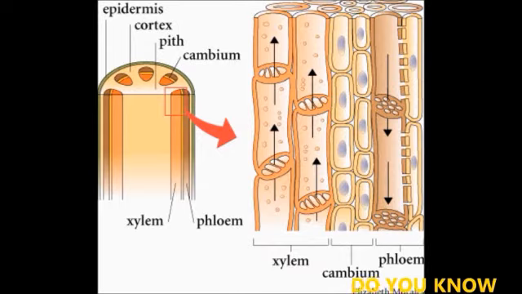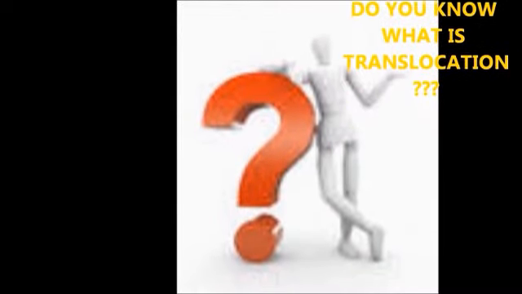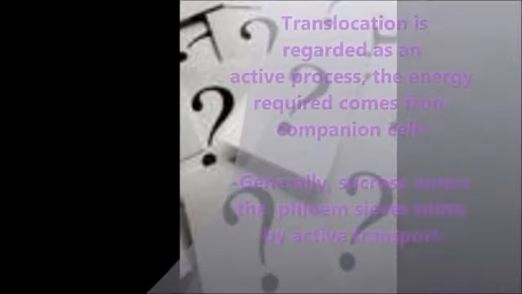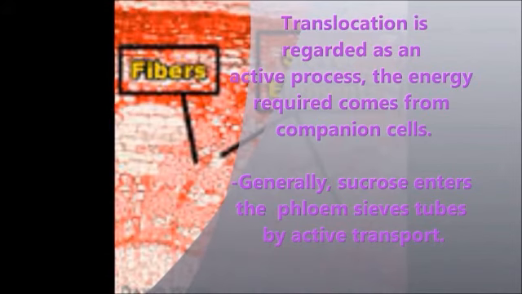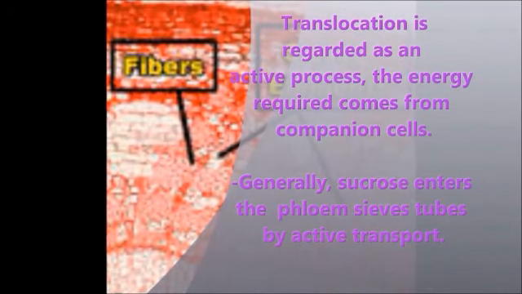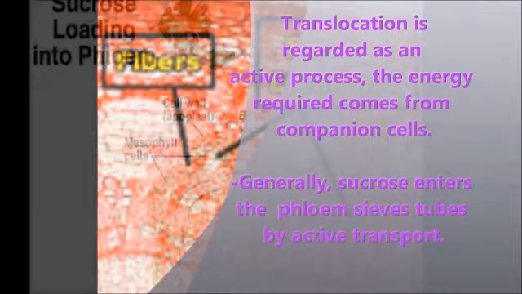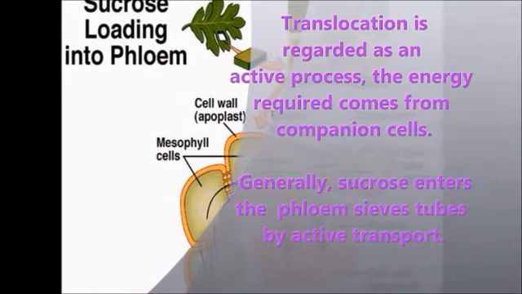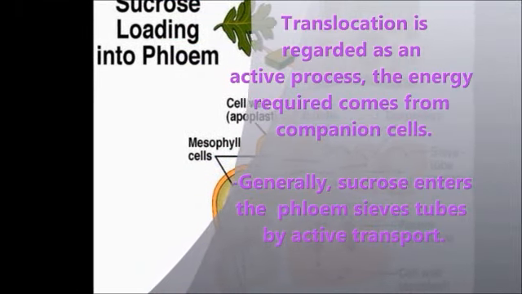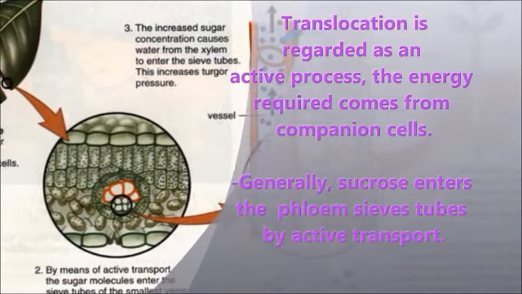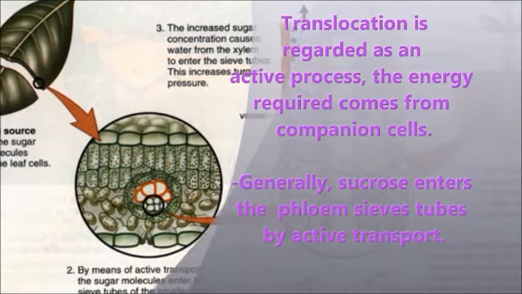Now, I would like to ask, do you know what is translocation? If you don't know, it's okay. I will show you now. Translocation is regarded as an active process. The energy required comes from companion cells. Generally, the sucrose will enter the phloem sieve tubes by active transport.